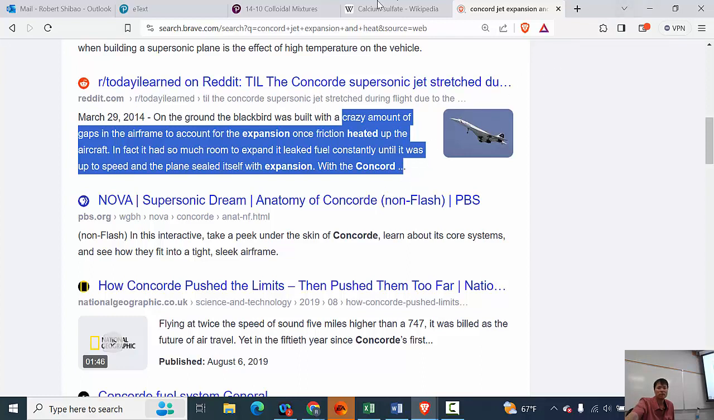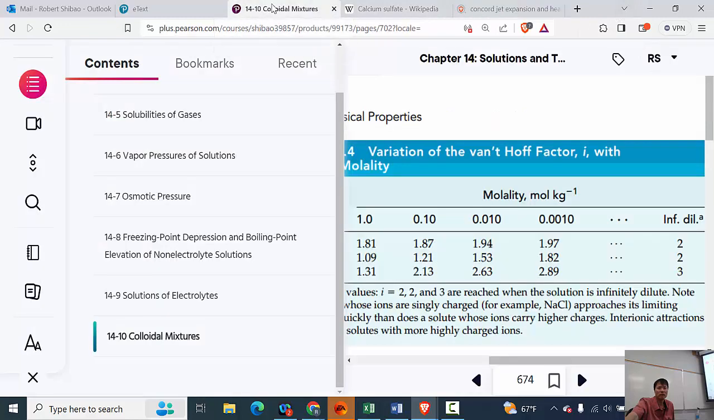That's one major advantage of molality. Molality never changes with temperature. Molarity changes with temperature, because volumes tend to expand when they get hot. So molarity is temperature dependent, molality is temperature independent, because moles don't change with temperature and kilograms don't change with temperature. But densities do change with temperature.